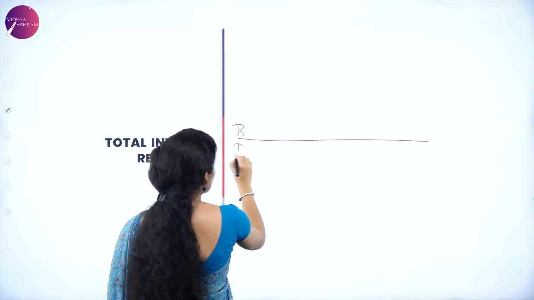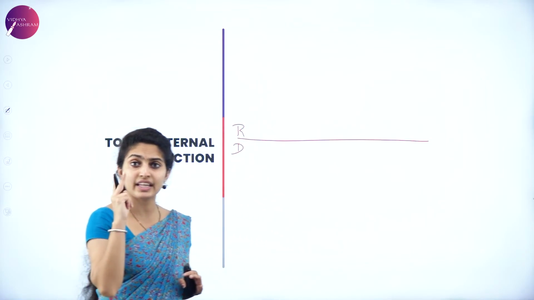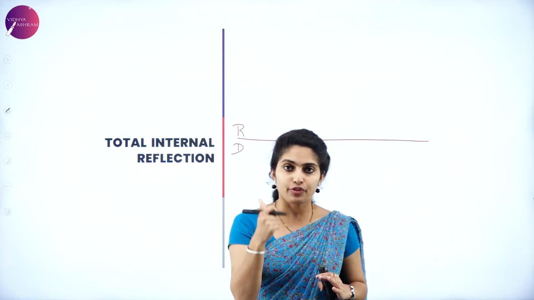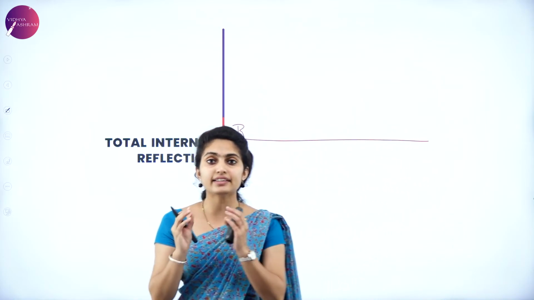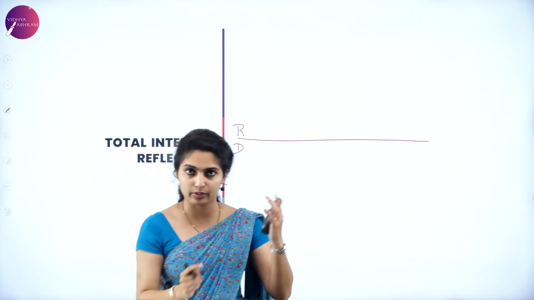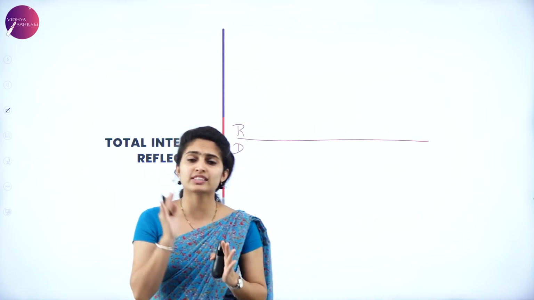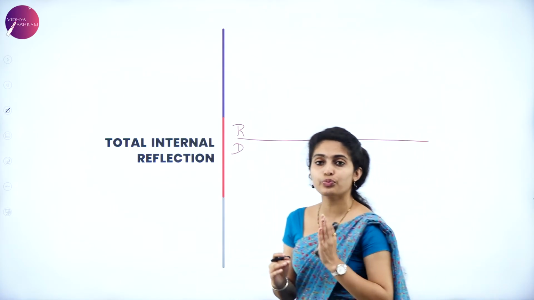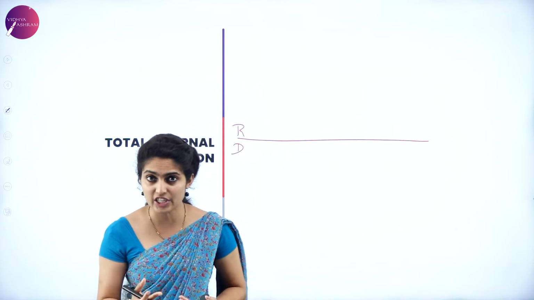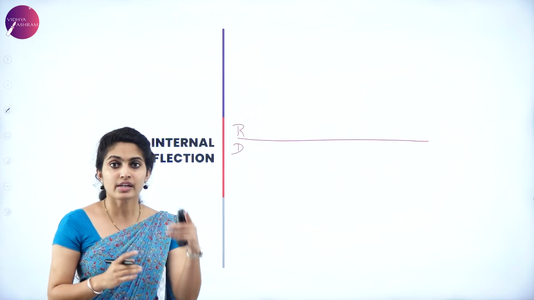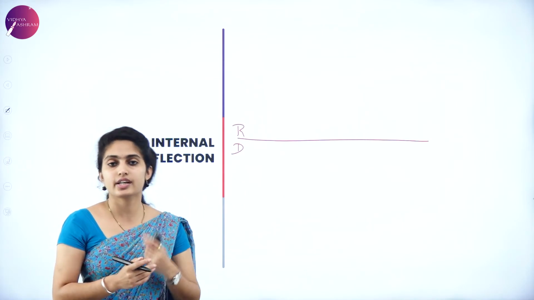So there are two sets of rules which are very, very important in order to maintain total internal reflection. The first rule is the light ray, that is the incident light, has to travel from a denser to a rarer medium. So this is one of the most important questions which will be asked, conditions for total internal reflection, and that is very important. So what are the conditions? The first condition is it travels from a denser to a rarer medium.